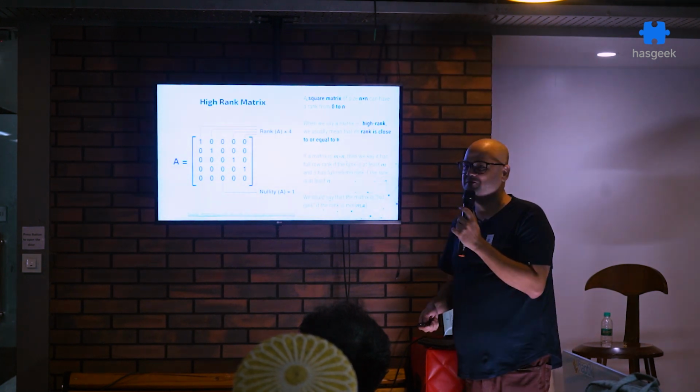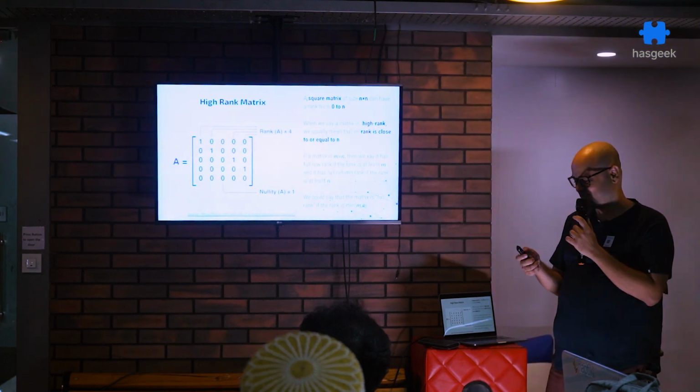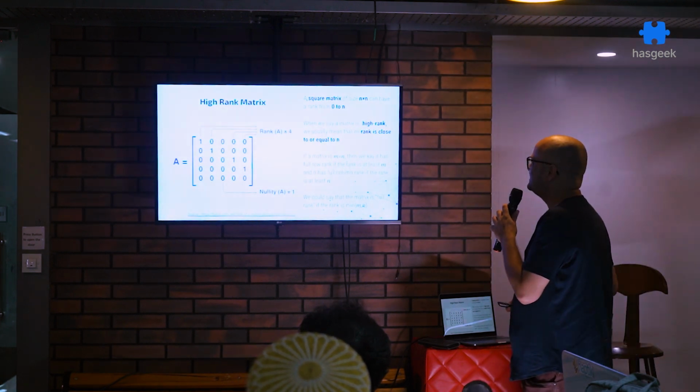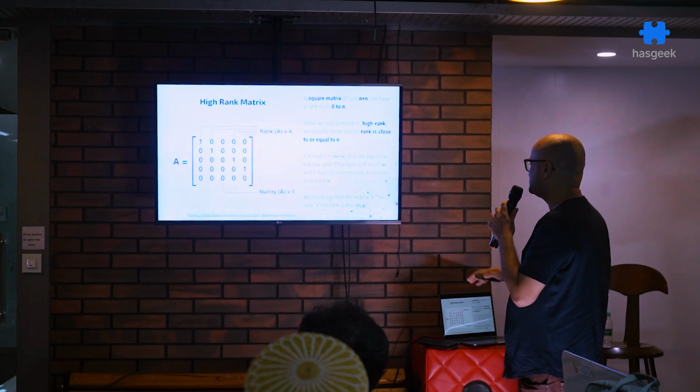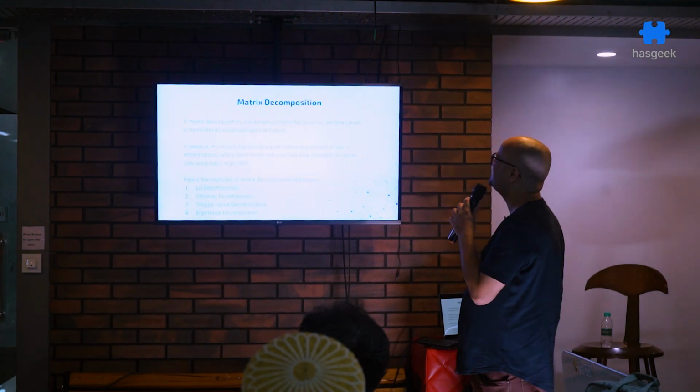And so high rank, basically where the rank is almost as high as it could be. So that's what we call a high rank matrix, but I'm going to skip this one in the interest of time, right?